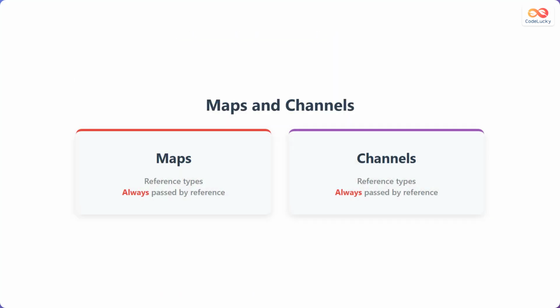Maps and channels are reference types in Go, much like slices. This means when you pass a map or channel to a function, you're passing a reference to the original data structure. Consequently, any modifications made to the map or channel within the function will directly affect the original map or channel. Maps and channels are always passed by reference.